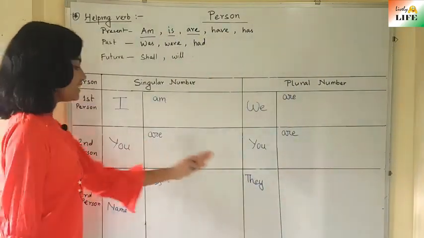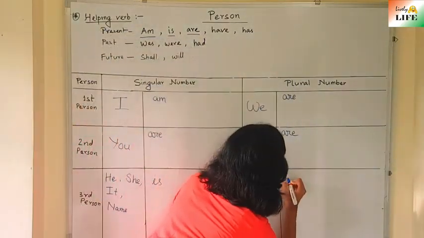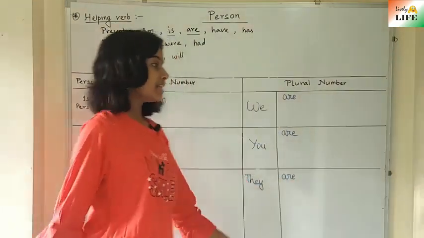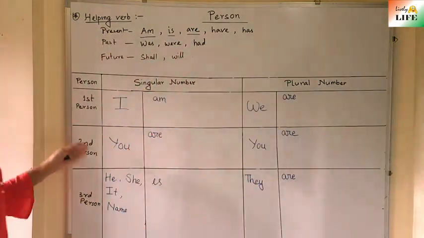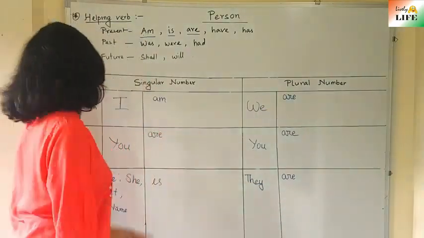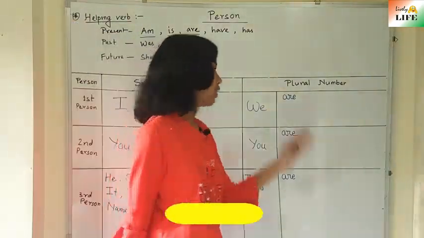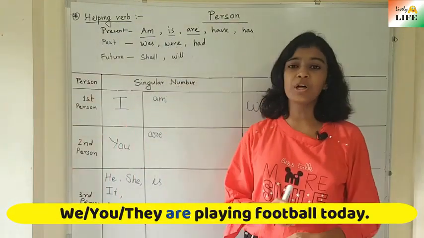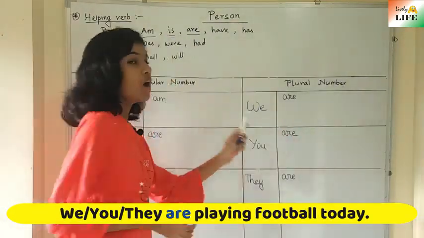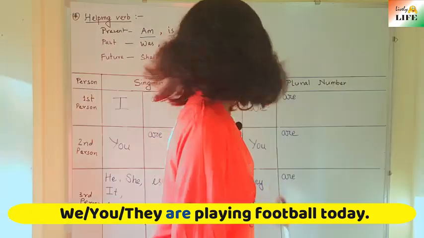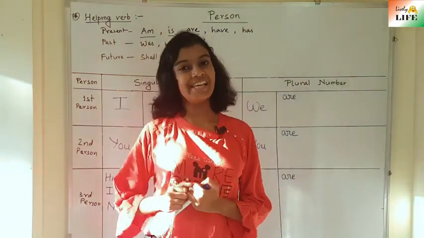Okay, and after they. So, these are the places where we use are. First person plural, second person singular and plural, and third person plural. We are playing football today. You are going to the movies today. You are very good in English.